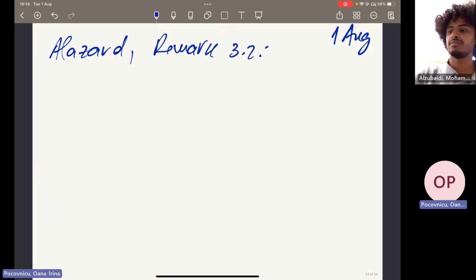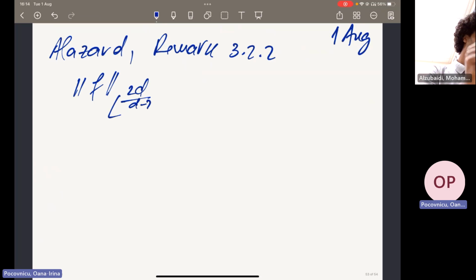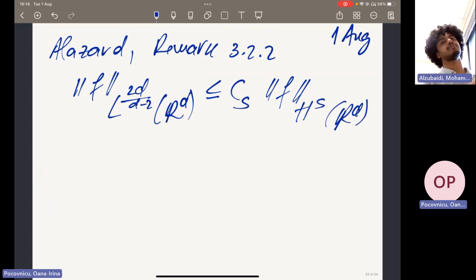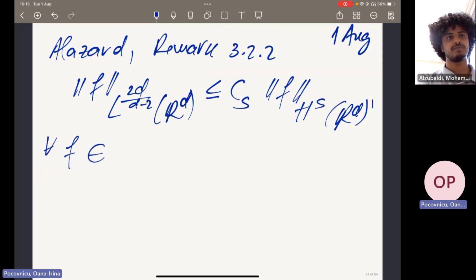Remark 3.2.2. Okay, let's just look, to start with, at the first inequality. The first inequality is the L^(2D/(D-2)) norm of f, less than or equal to a constant which depends on s times the H^s norm of f in R^D. In the book they don't write R^D, but I'm writing it so that we know exactly in which dimension we are. Also in the book they don't write it, but this happens for any f which is in H^s of R^D.